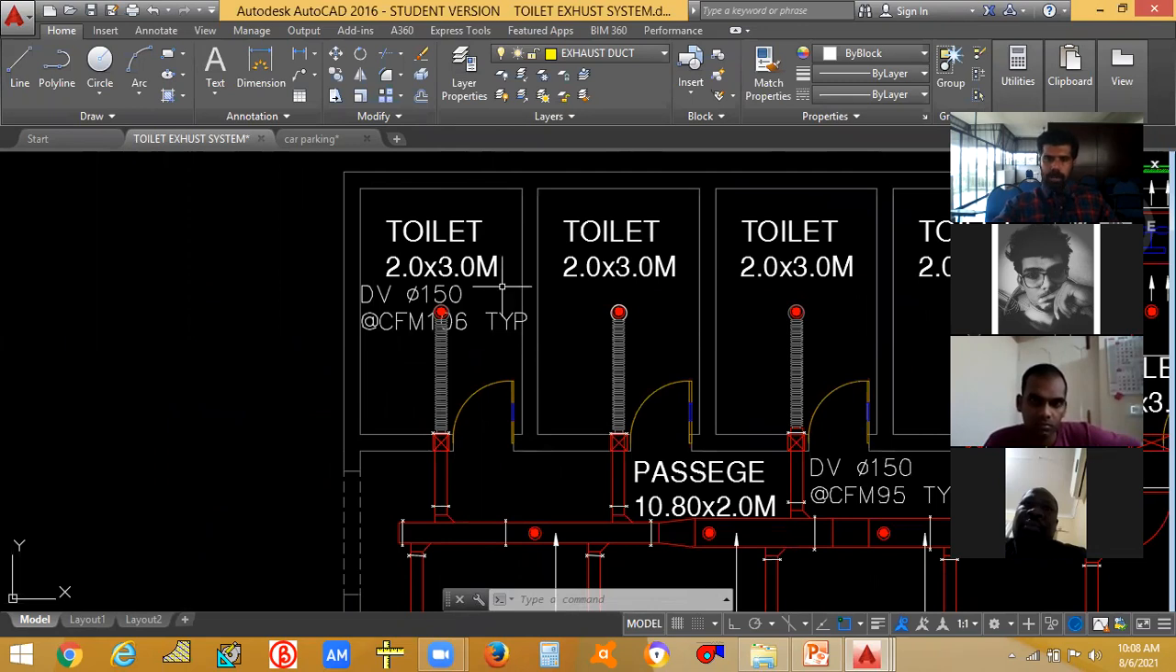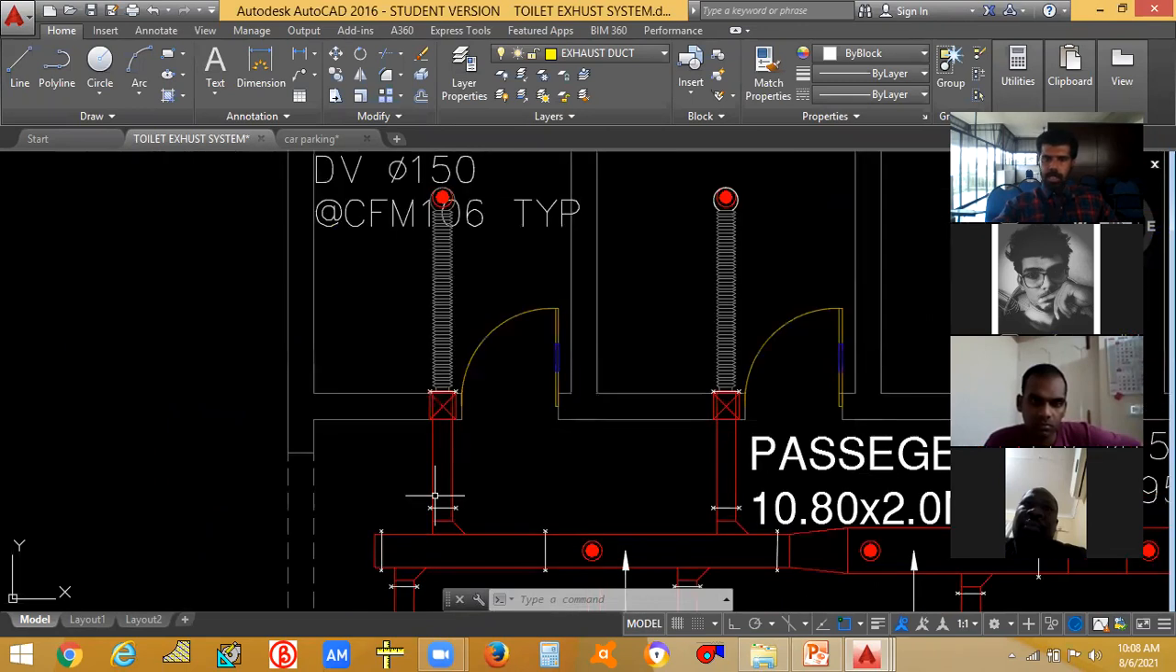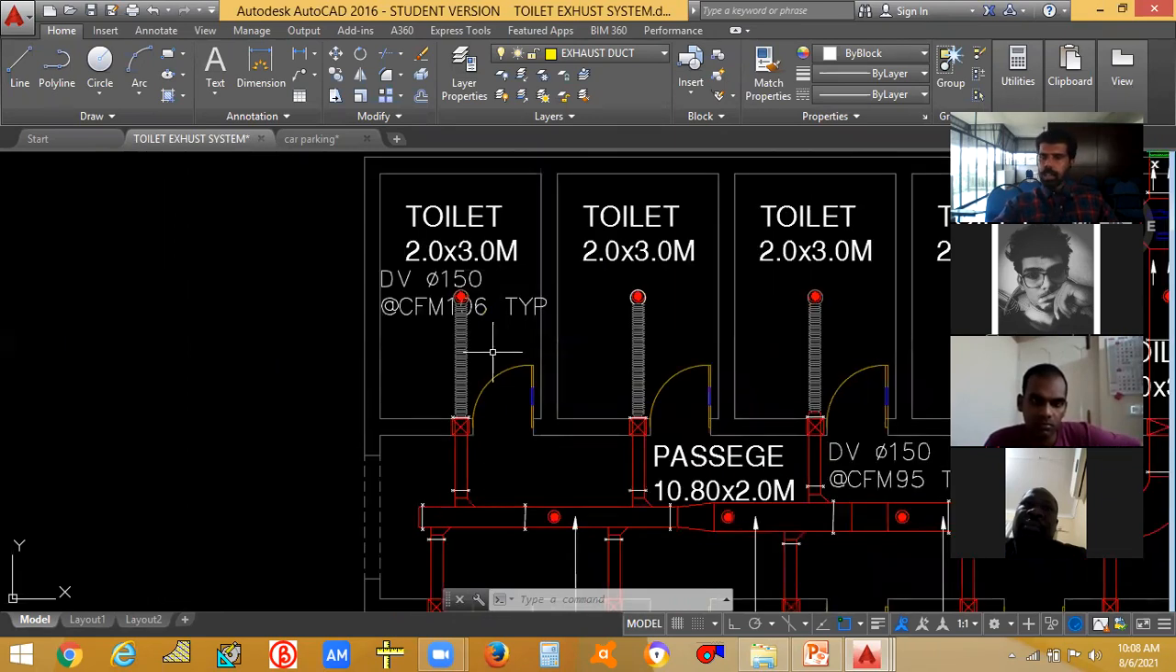So what is the CFM that we got in this? According to that, we have to size the duct. We can size the duct with the help of duct sizer software. You just give the CFM here and give its friction loss or velocity. Mainly we will be giving its friction loss. Give 0.1 as the friction loss.